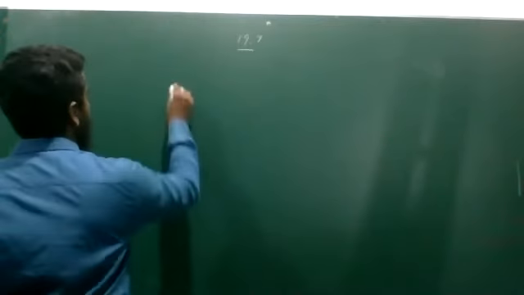The last part of chapter 19.7, right? In this section, we are going to learn about the combination of resistance, right? It's a very easy phenomenon. Look at this.